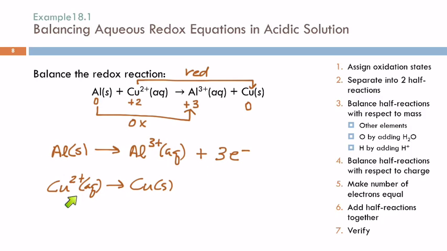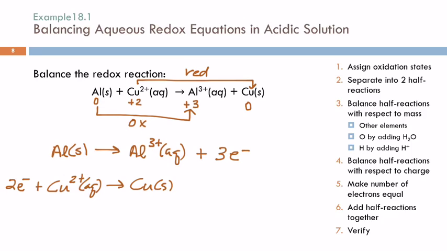So what do I need to do with the copper one? I need 2 electrons on the other side. You'll always end up with electrons on opposite sides because this one has lost electrons and this one is gaining electrons. One's oxidation, one's reduction. If I add these 2 equations together right now, 3 electrons here and 2 electrons there are not going to cancel out. That wouldn't work because when this process happens, 3 electrons are released. When this process happens, 2 electrons are taken. But what happens to the other electron? It can't just be out there by itself.